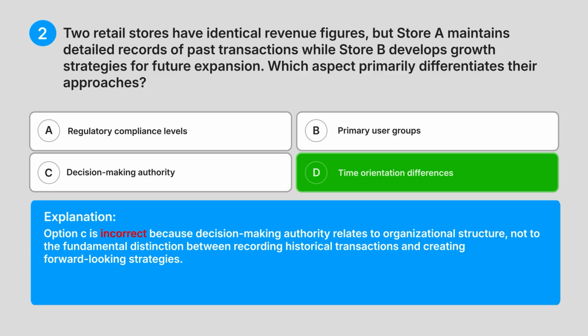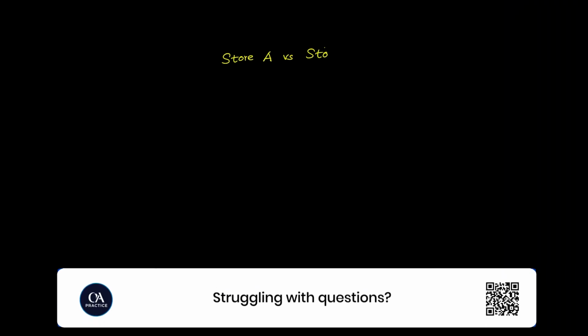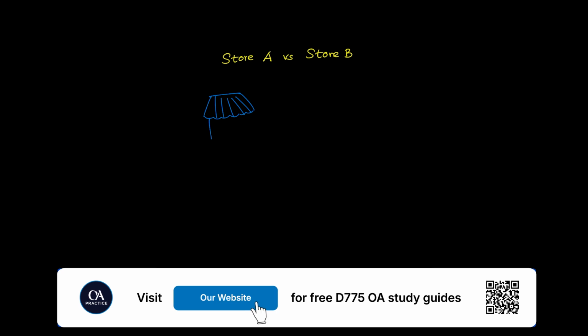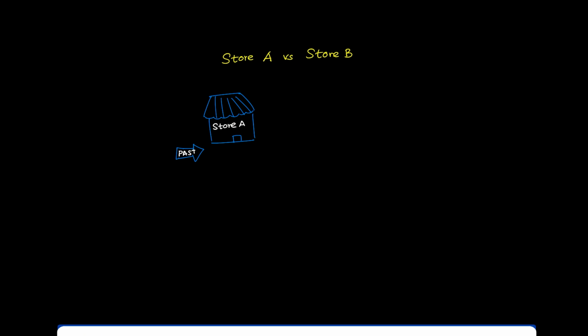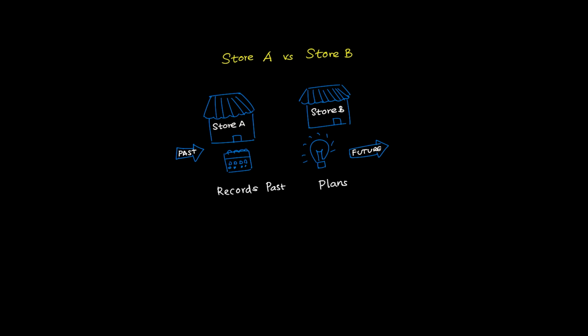Let's explore the fundamental difference between accounting and finance through this scenario. We have two retail stores with identical revenues, but they operate very differently. Store A spends its time maintaining detailed records of past transactions, documenting what happened yesterday, last week, and last month. This is the essence of accounting. Store B, however, is focused on developing growth strategies for future expansion, planning where to open new locations, and how to increase market share. This is the essence of finance.